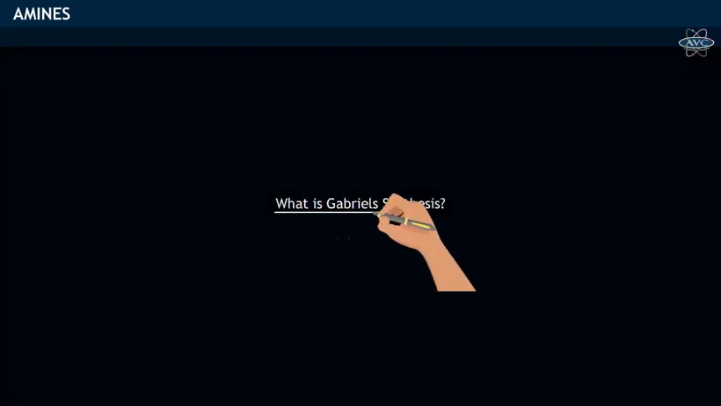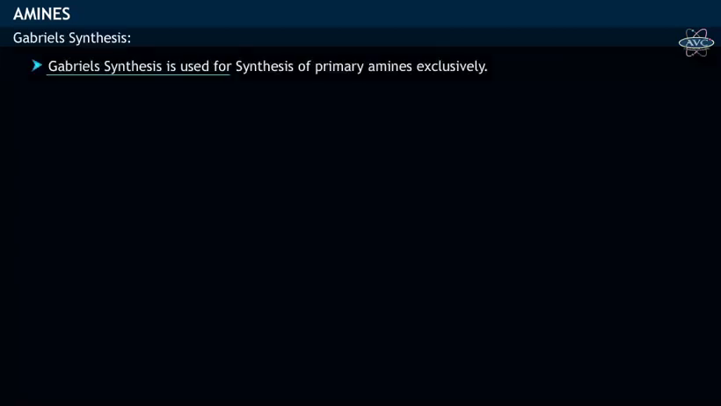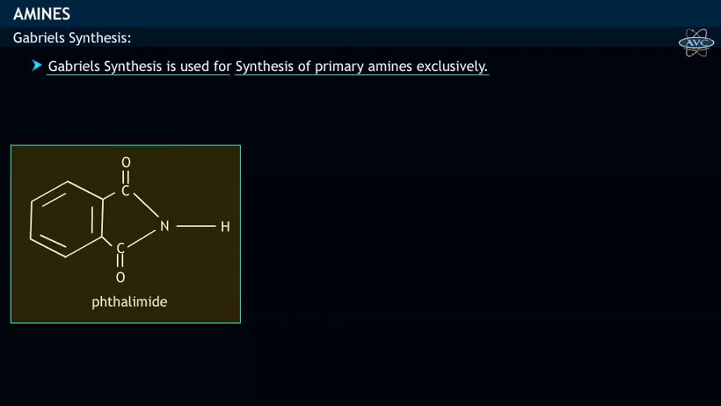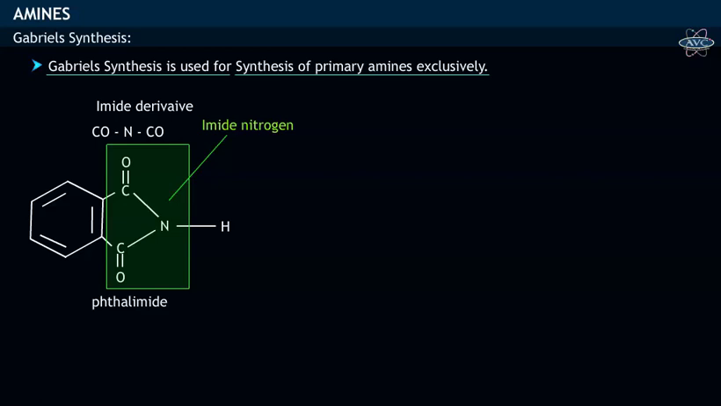What is Gabriel's synthesis? Gabriel's synthesis is used for the synthesis of primary amines exclusively. In this reaction, the organic compound phthalimide, with structure shown, an amide derivative, is used.